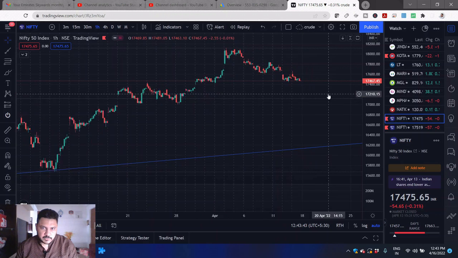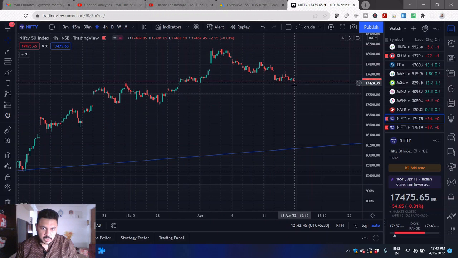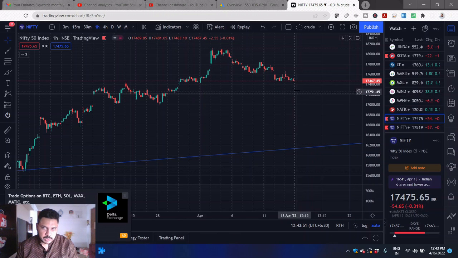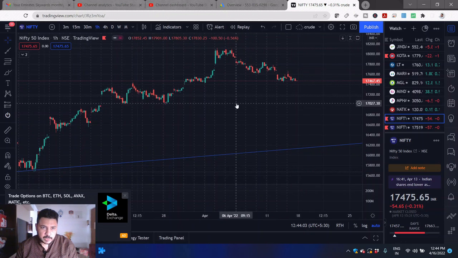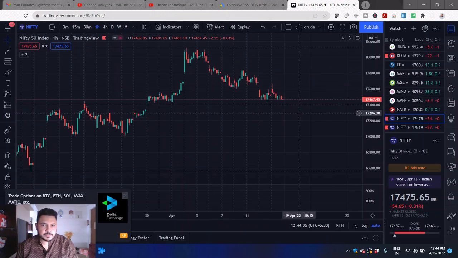So on the 1 hour time frame, we are still consolidating. We have not made any point where you can take this trend line up to. So we have to wait for it. If it reverses from here, then this point becomes a touch point for us where it can reverse. So like this.